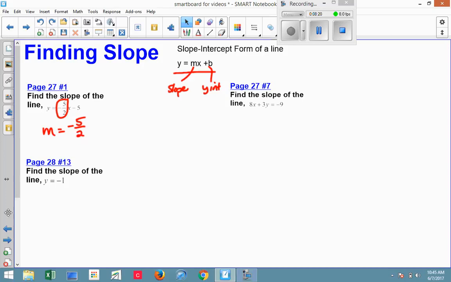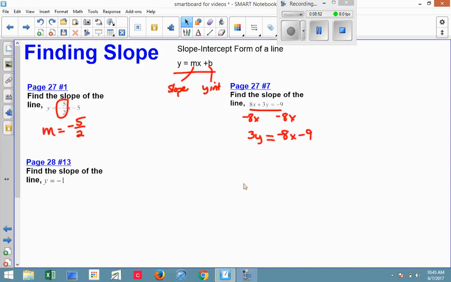Taking a look now at number 7 on the same page. So this problem, when I'm looking at the equation, I can see that it is not in slope-intercept form, or y equals form. So I have to get it into slope-intercept form in order to identify the slope. So the first thing I need to do, I need to solve this equation for y, which means I need to get rid of the 8x. So I'm going to subtract 8x from both sides, which leaves me with 3y equals negative 8x minus 9.